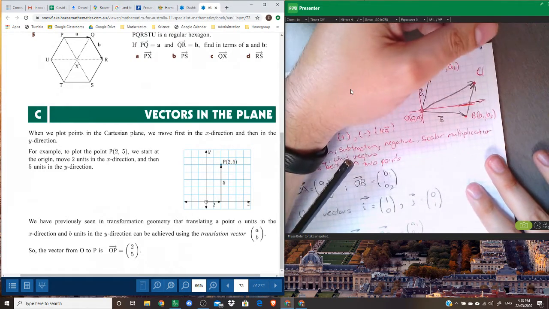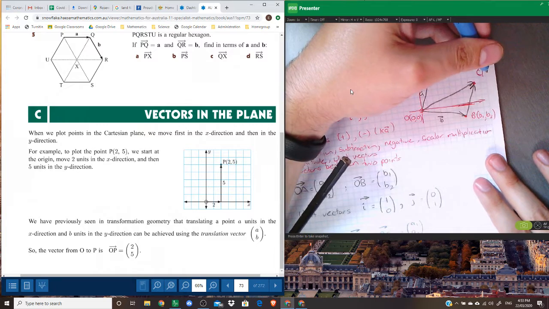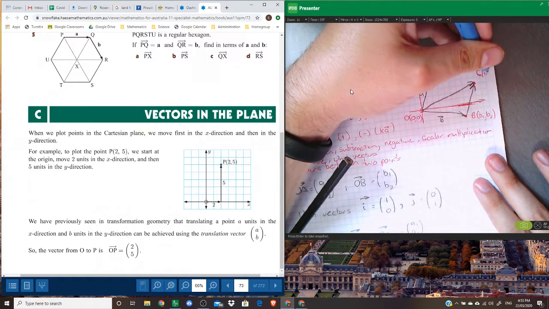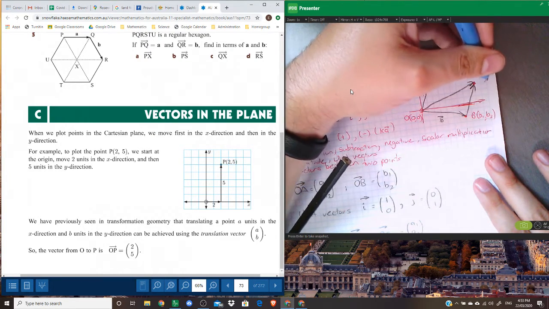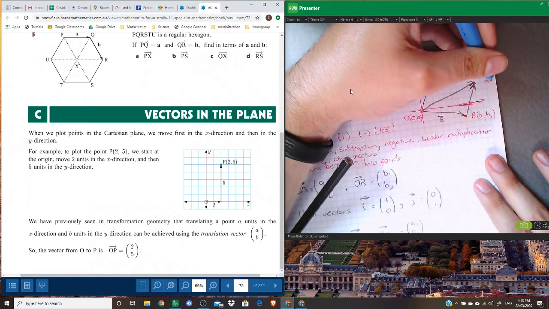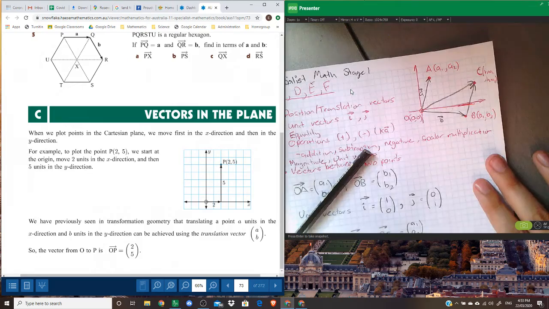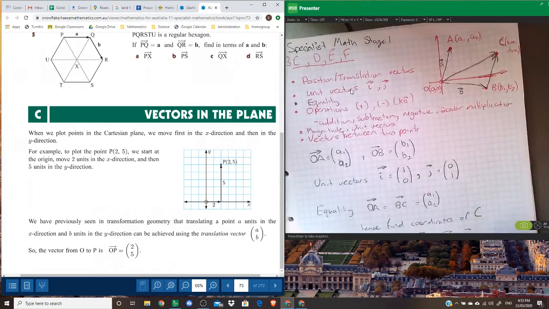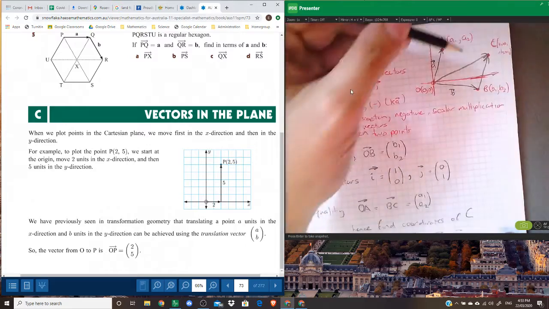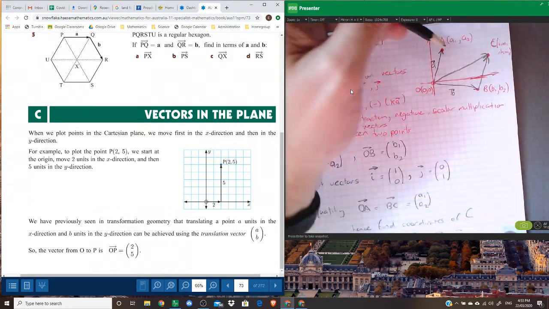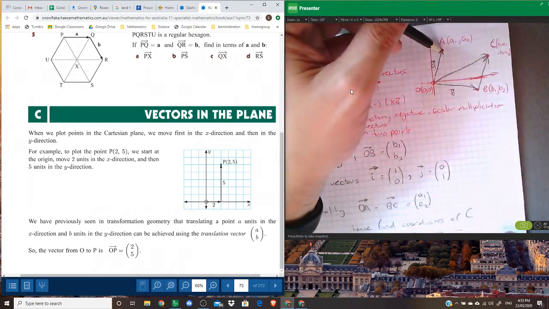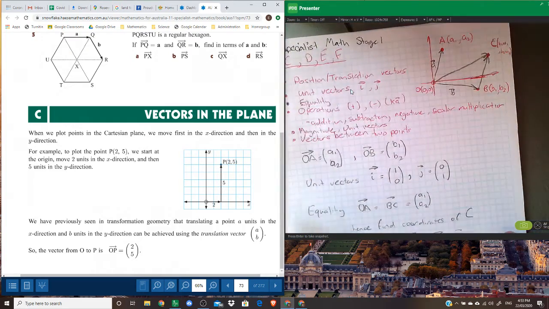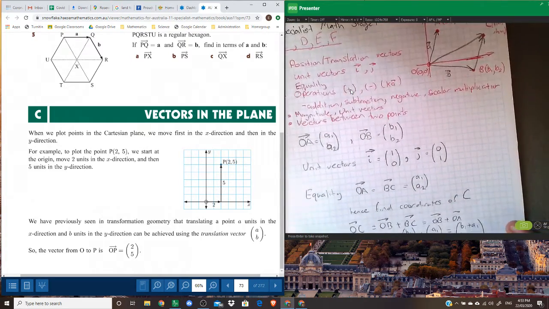Probably don't have enough space to really fit that in, but I'll give it a try. B1 plus A1, comma, B2 plus A2. So now I've got the coordinates of the other part of the parallelogram. All right. So you could also go back and prove that AC is equal to OB. And maybe we'll do that later on.